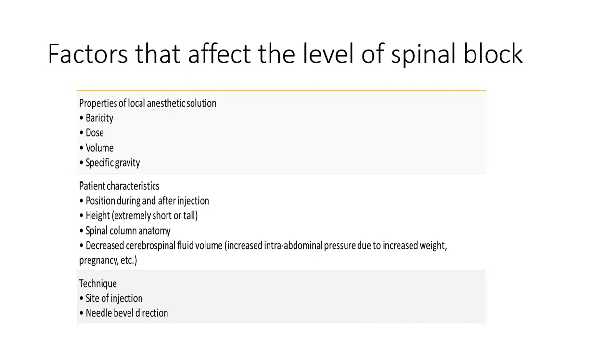If you are asked what are the factors that affect the level of block, you either go the way I mentioned it, or you want to look at it based on the properties of local anesthetic solution, patient's characteristics, and the technique of the block. Properties of local anesthetic agent comprise the basicity of the agent, the dose, the volume, and specific gravity. Patient characteristics are position during and after, height, extremely short or tall, spinal column anatomy, and decreased CSF volume, like I mentioned. Technique includes the site of injection and the direction of your needle.